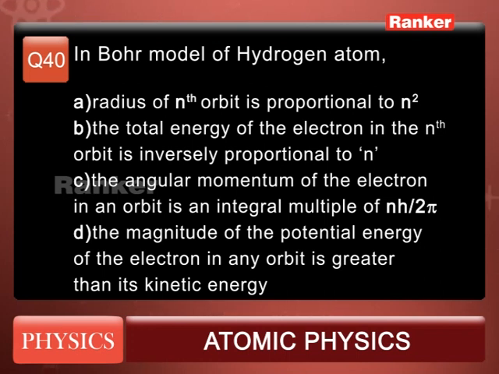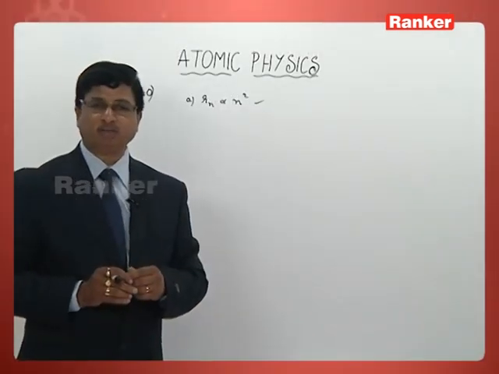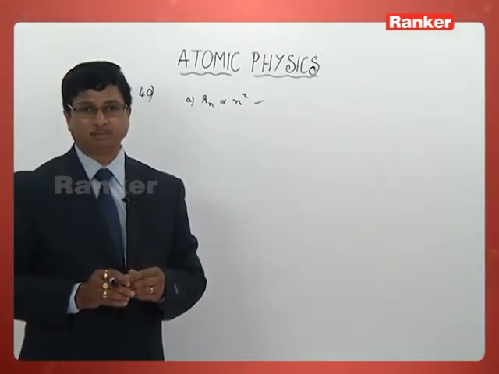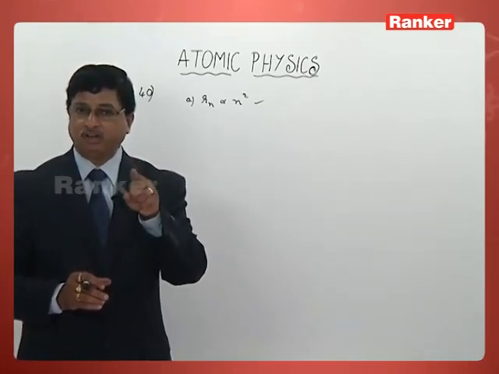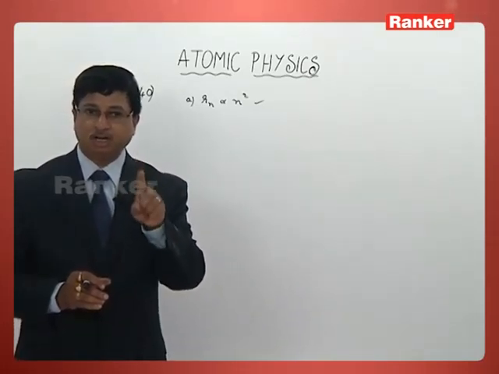What about the second option? The total energy of the electron in the nth orbit is inversely proportional to n. In fact, we all know that one very well. Energy, when we talk about it, is not inversely proportional to n over there. This is not a correct statement. You all can identify that directly there.